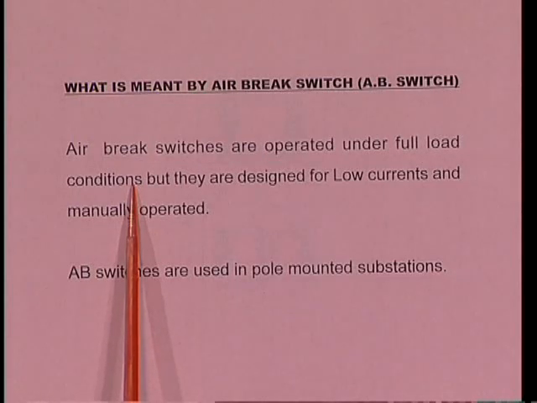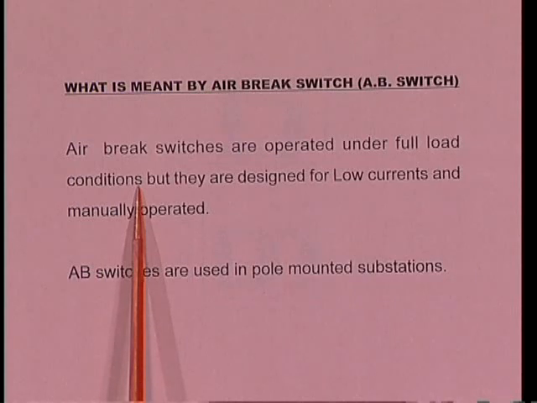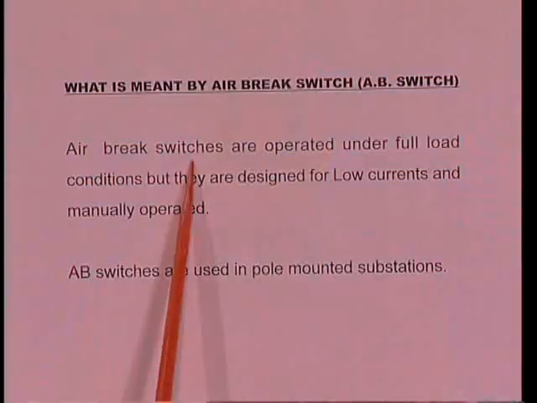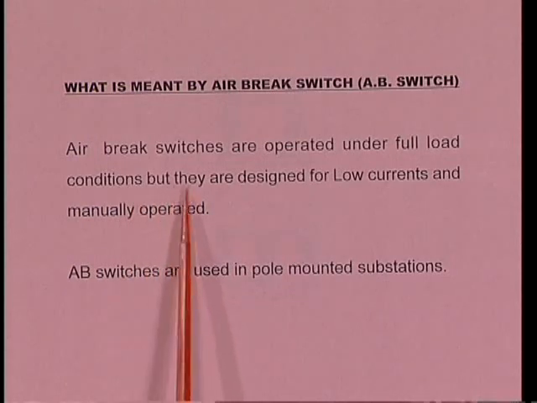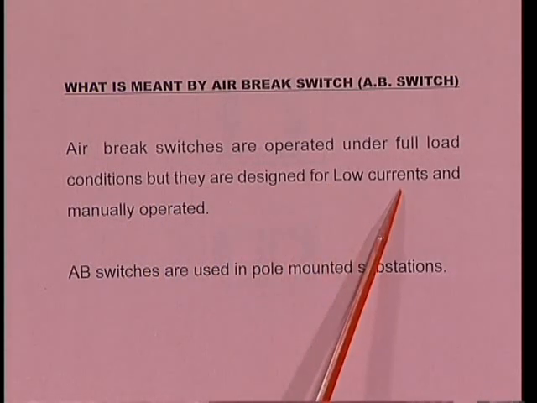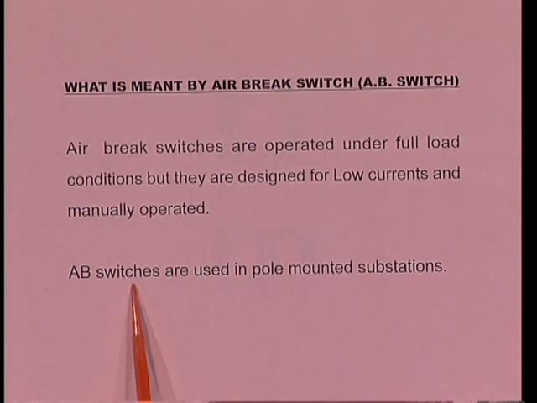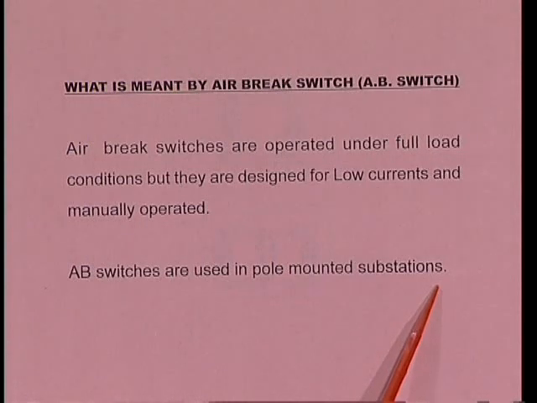What is the air brake switch doing in pole mounted substations? To receive the power to the substation, we used to close the air brake switch, and to switch off the pole mounted substation, we used to isolate the air brake switch. So here the air brake switch receives the power to the substation and sends the power onward. So it is isolating and it is making a circuit. Air brake switches can be operated under full load conditions, but they are designed for low currents and are manually operated. AB switches are used in pole mounted substations.